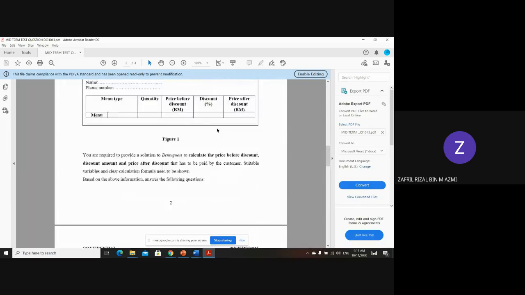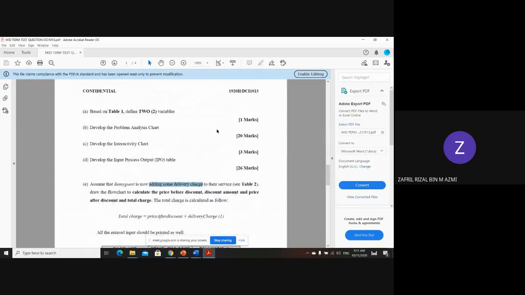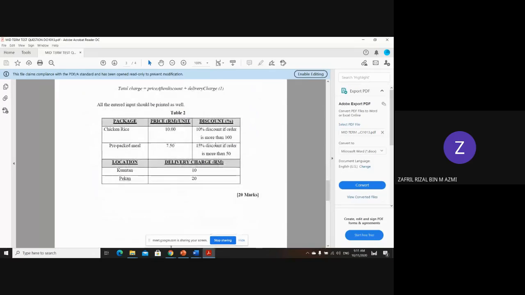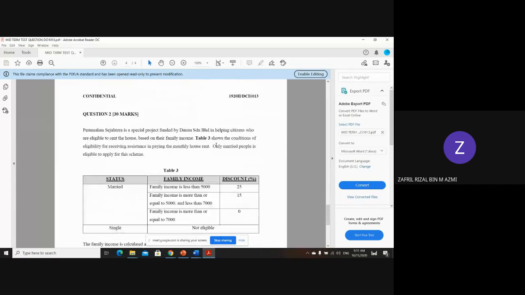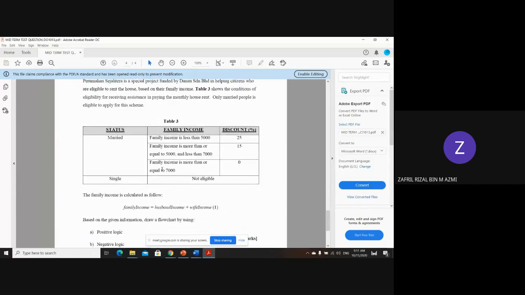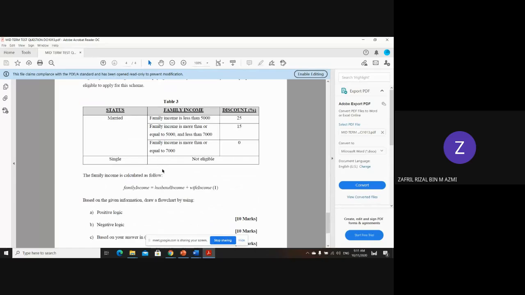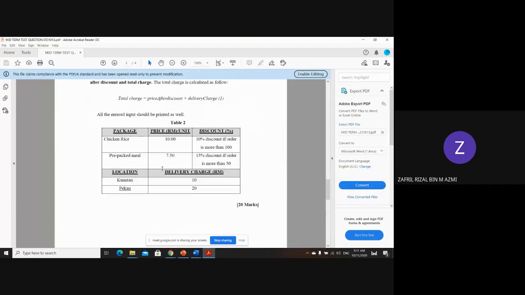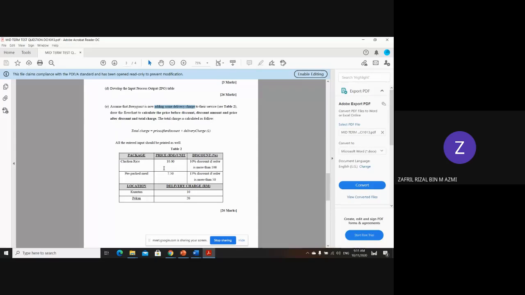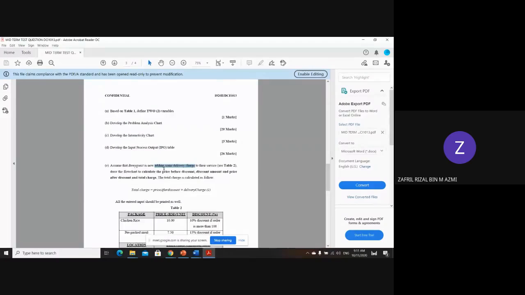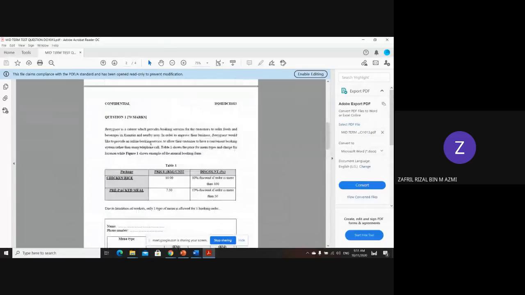For this question, there are 2 parts. This is the first part. This is the second part. Question 2, for this week I just want you to complete question 1 only. Question 2, just leave it. I want you to complete question 1 only.